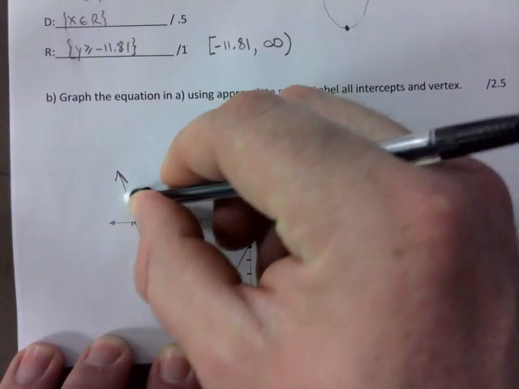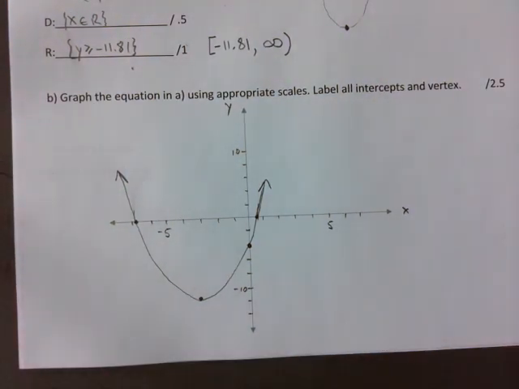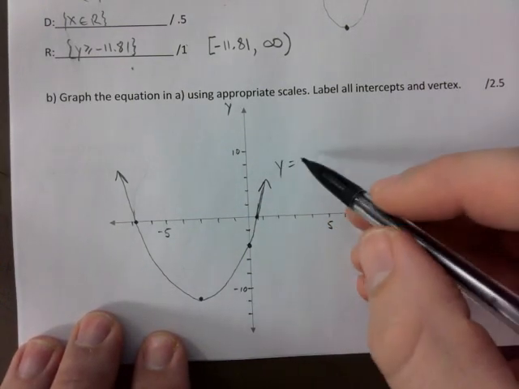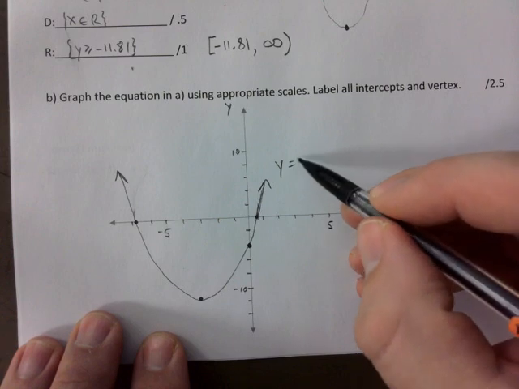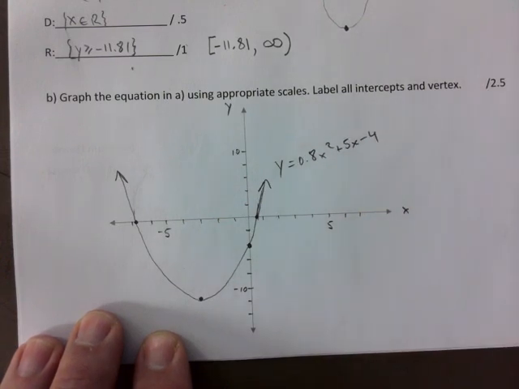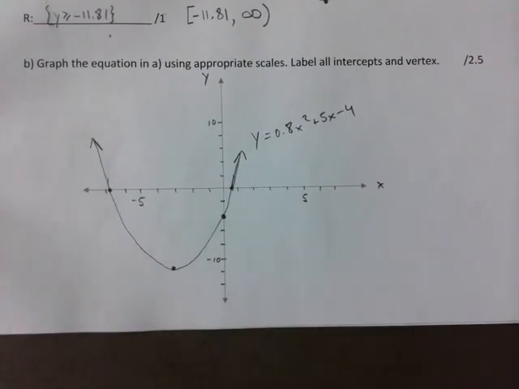So it's very important that you make it known to your audience that it's going, it might be very slowly, but it is opening up indefinitely. Make sure you have the equation there, which is 0.8x squared plus 5x minus 4. Okay. And that would be your graph.